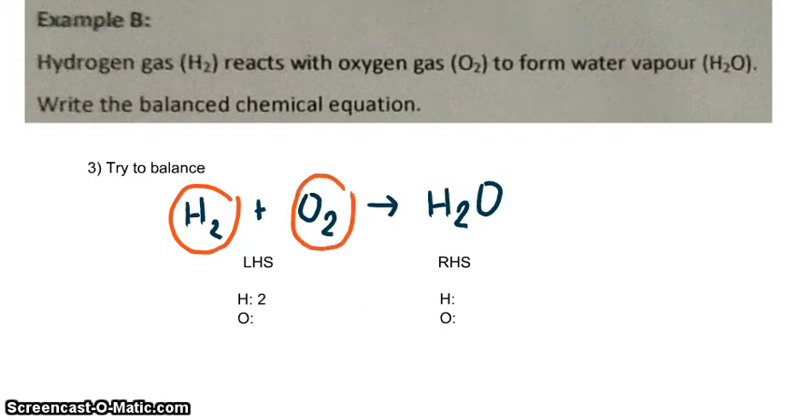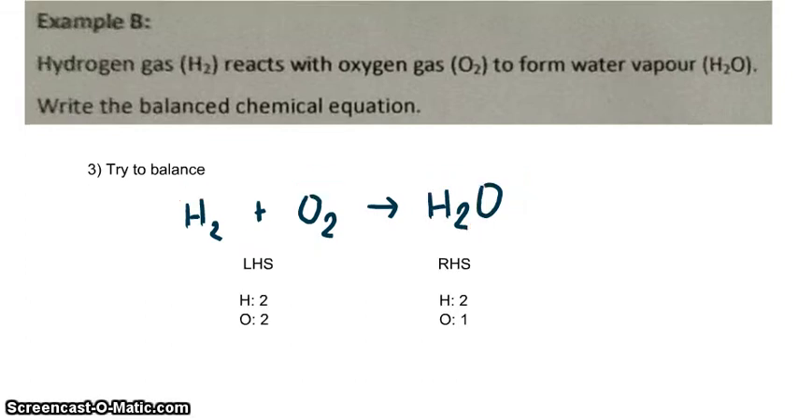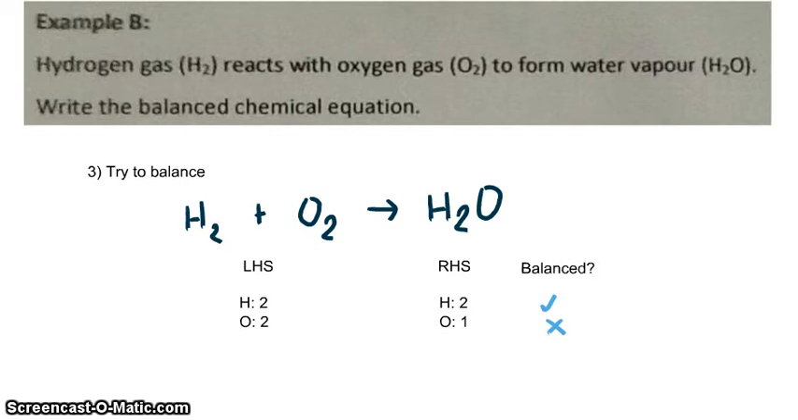We then proceed to count how many hydrogen there are on the right, and it shows us that there is 2. As for oxygen, it's on its own. There's no number in front or behind, so there is only 1 oxygen. The next question we'll ask ourselves is, is it balanced? Hydrogen 2, 2, yes, it's balanced. But oxygen has 2 on the left and 1 on the right. So oxygen is not balanced. We need more oxygen on the right to balance it.